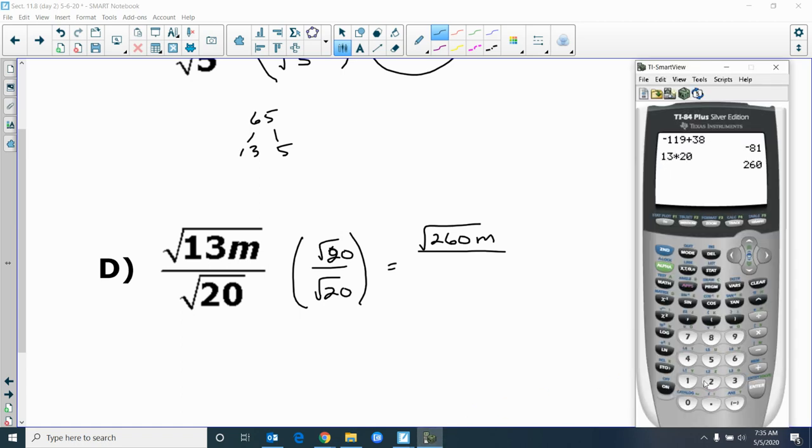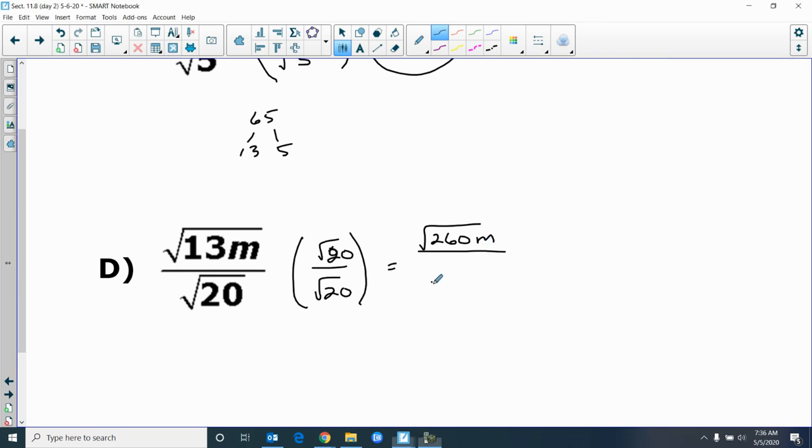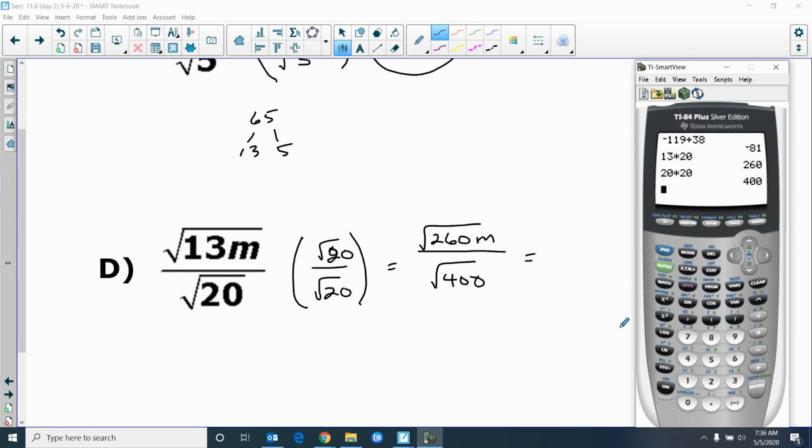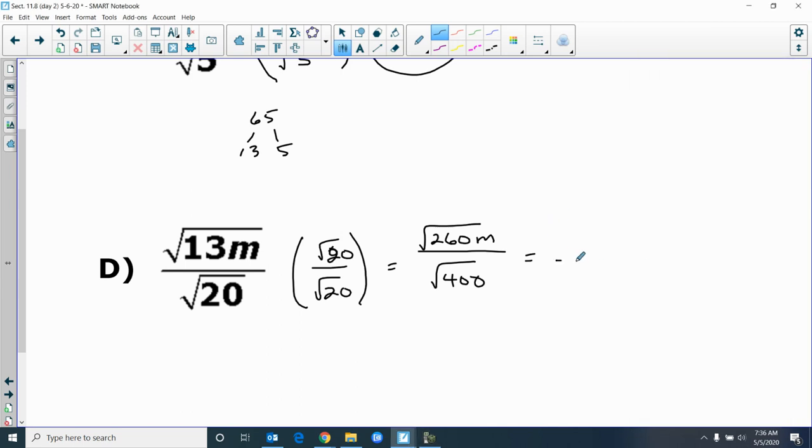20 times 20 is 400. But you should know from what I taught you earlier that the square root of 400 is automatically going to be what? It's going to be 20. Anytime you take a square root times itself, you're going to be left with that number.